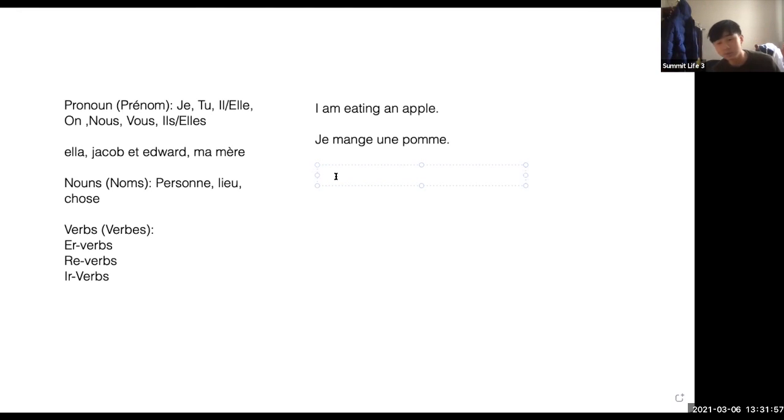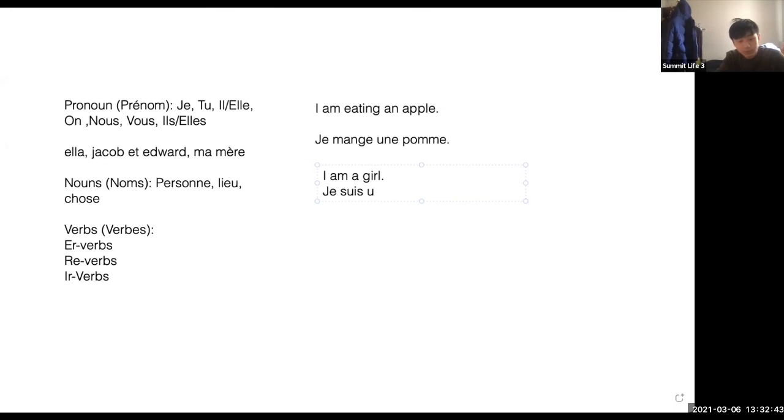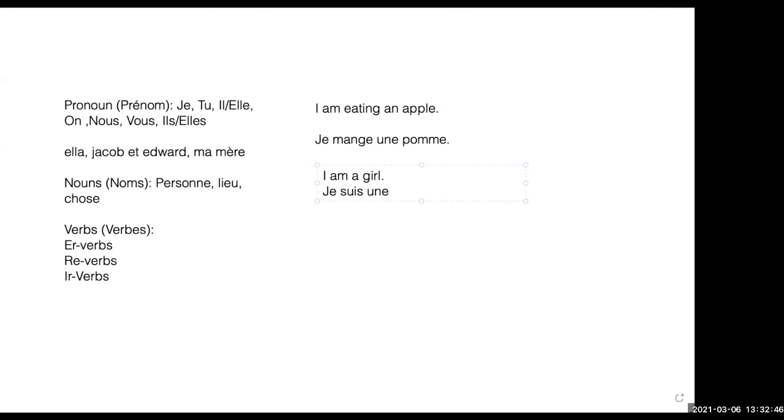What other sentence do you want to write? Let's do I am a girl. Je suis une. Je suis une. What was girl again? Je suis une fille. Right, so how do you spell une fille? U N E, F I L L E. Good.